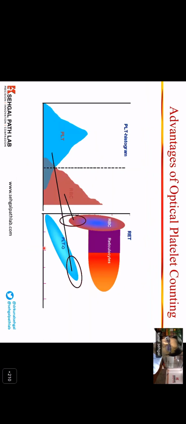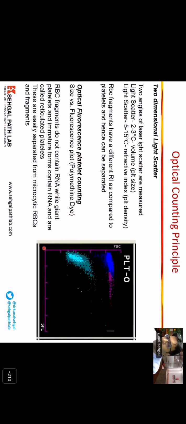This is on one instrument, but any instrument which has optical has the same principle. There will be two parameters. Now we have moved from a histogram to a scattergram. So two axes. This is FSC, which is measuring forward scatter directly proportional to the size or volume of the cell. So the larger FSC cells over here are the RBCs. Smaller FSC cells are the platelets. So on one axis, I can separate the normal RBCs and the normal platelets.